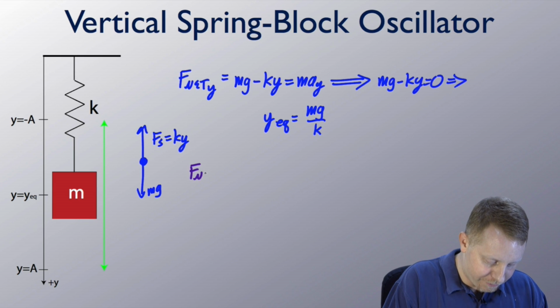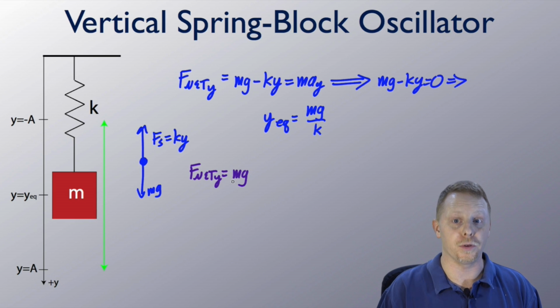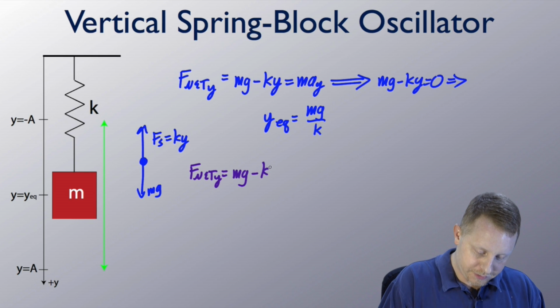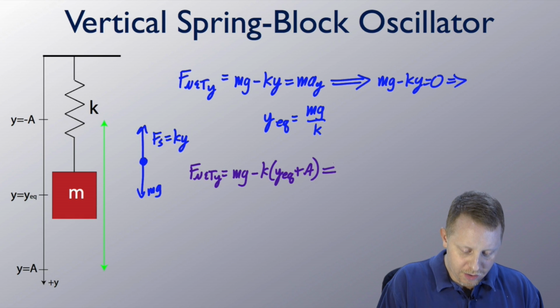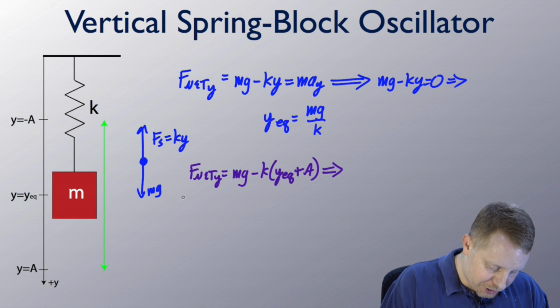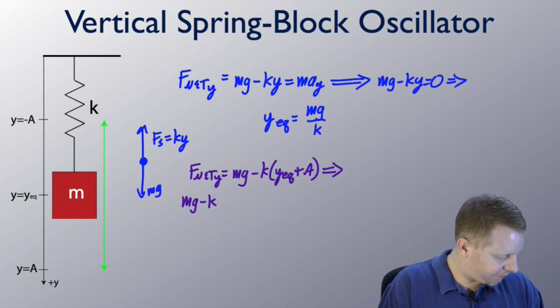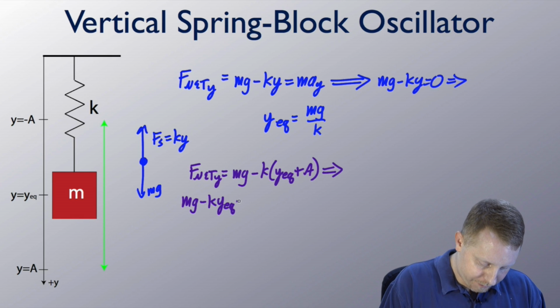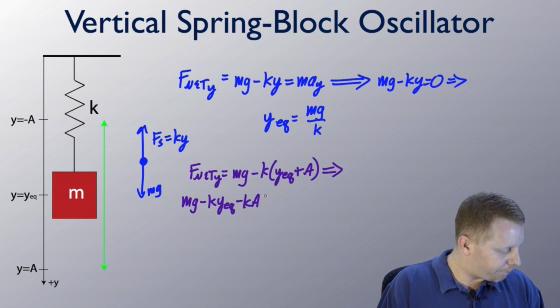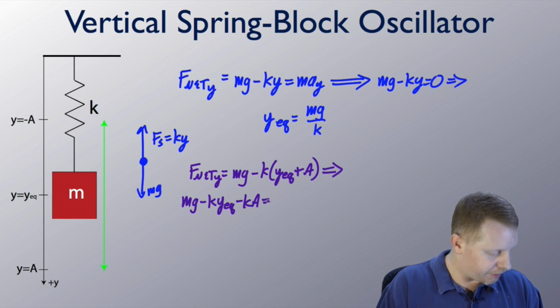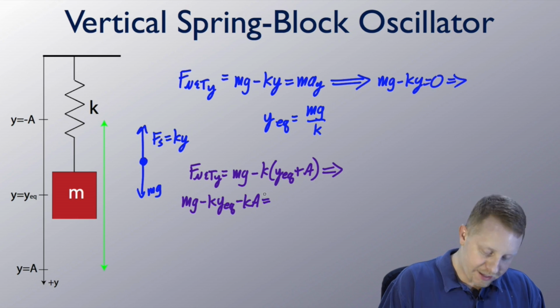Well, now the net force in the y direction is mg down, gravity hasn't changed, the force of gravity on our object, minus k times our displacement, which is now y equilibrium plus that amplitude A, which implies then that mg minus k y equilibrium minus kA, when we multiply our k through. That is still equal to F net, our net force in the y direction.